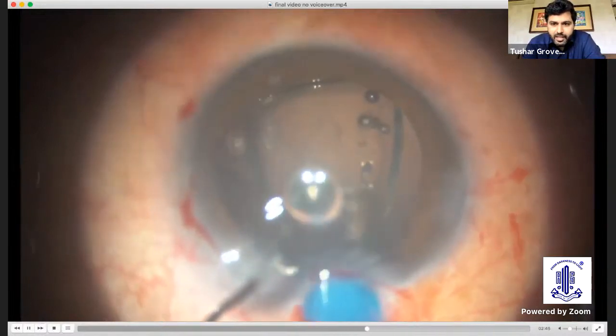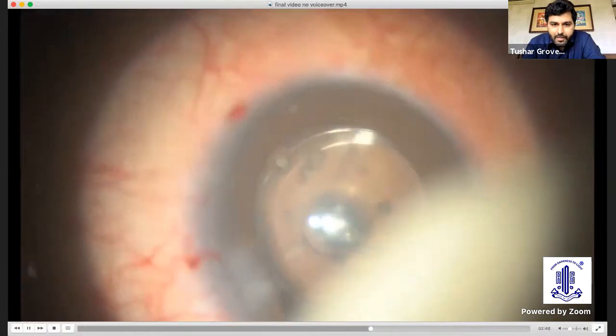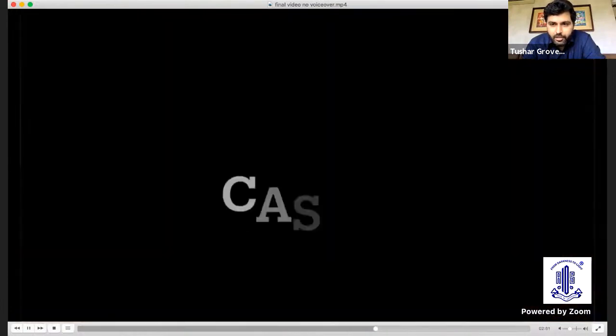And again here, placing the IOL in the bag extremely gently and making sure that the haptic edge is away from the torn capsule.